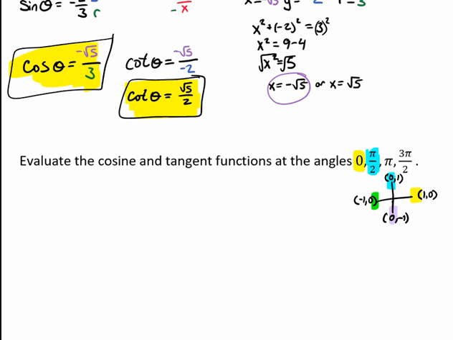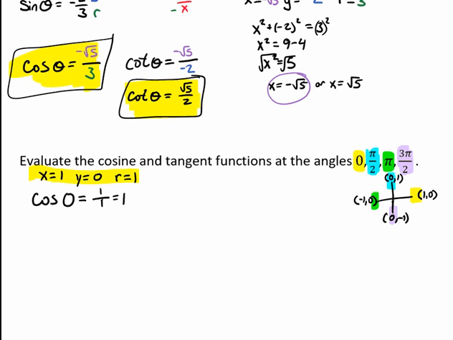For pi over 2, we'll be using 0, 1. For pi, we'll be using negative 1, 0. And for 3 pi over 2, we'll be using 0, negative 1. Because we're using the unit circle, it also means that we'll have a radius value of 1 for each of our angles. So as we look for the cosine and tangent functions of 0, we'll have an x value of 1, a y value of 0, and an r of 1.